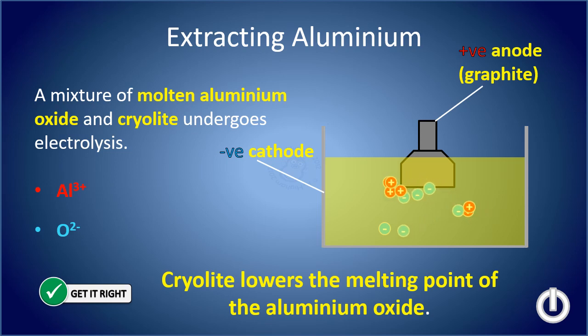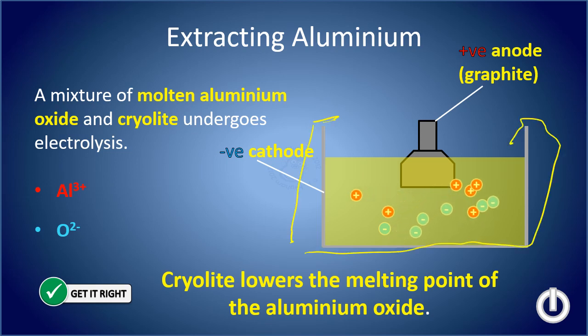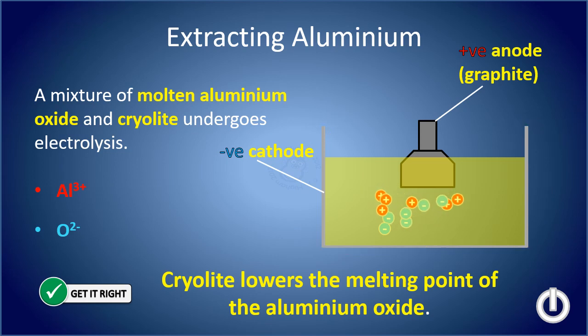So here, what we've got is that the whole wall of the vessel, the outer case of the vessel, is the negative cathode. So the cathode is the wall of the vessel, and the positive ions will migrate to the wall of the vessel.